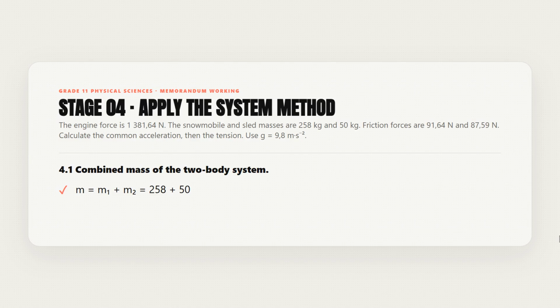Question 4.1. Combine the masses. The total mass of the two-body system is M1 plus M2, 258 plus 50, which is 308 kilograms. Question 4.2. Total external horizontal friction. Add the two friction forces, 91.64 plus 87.59, which gives 179.23 newtons.